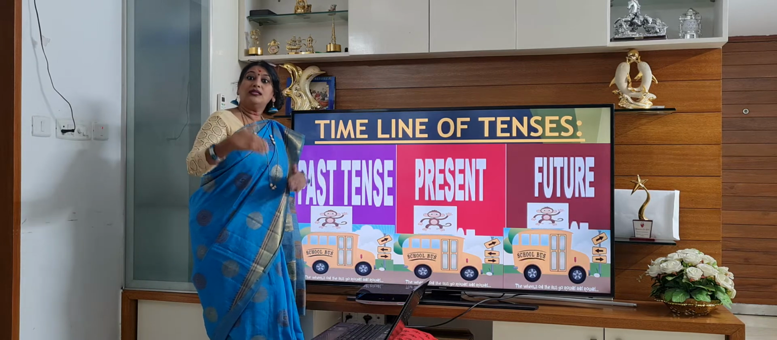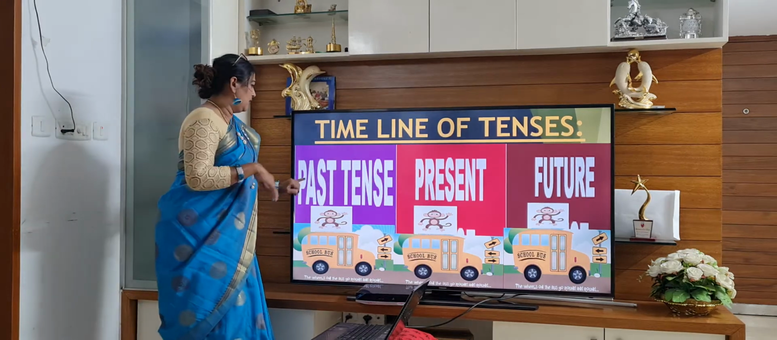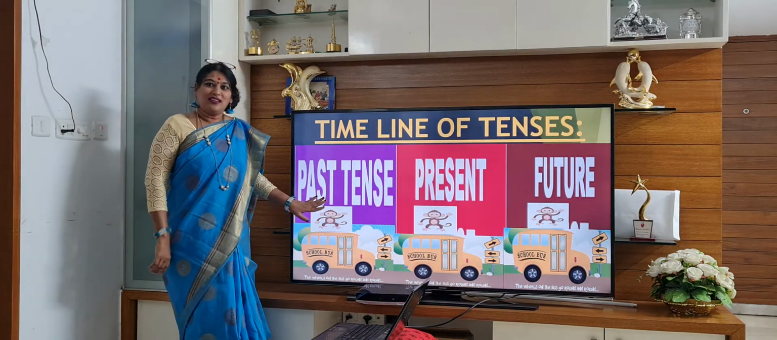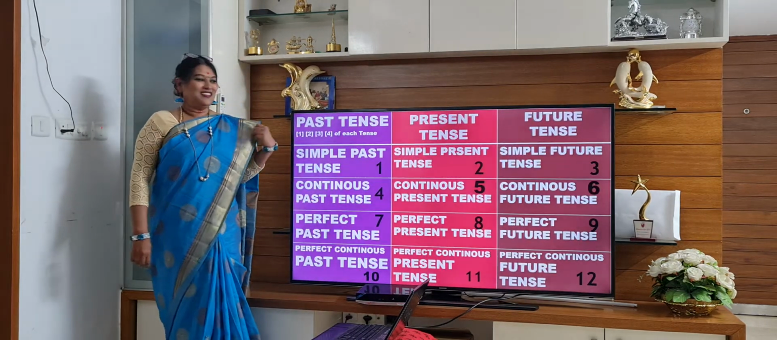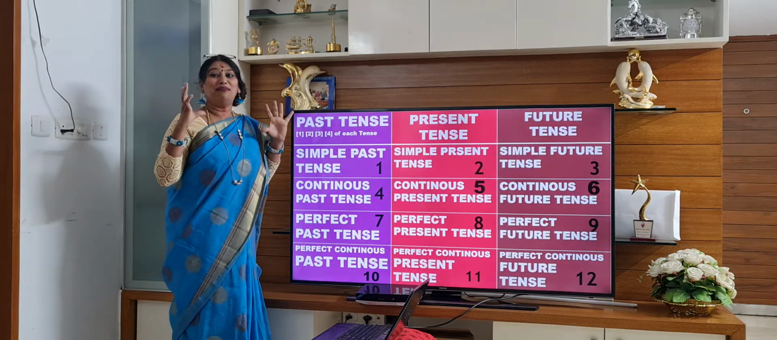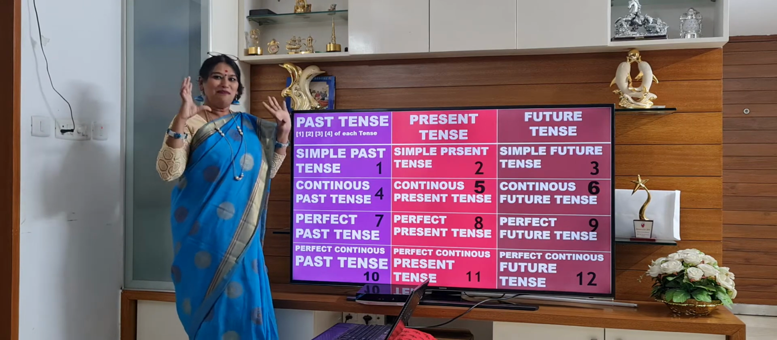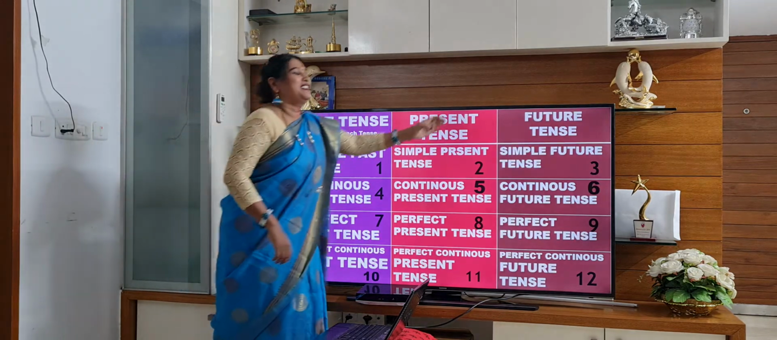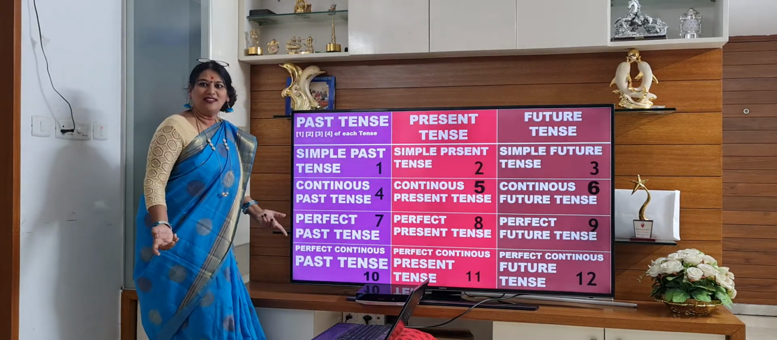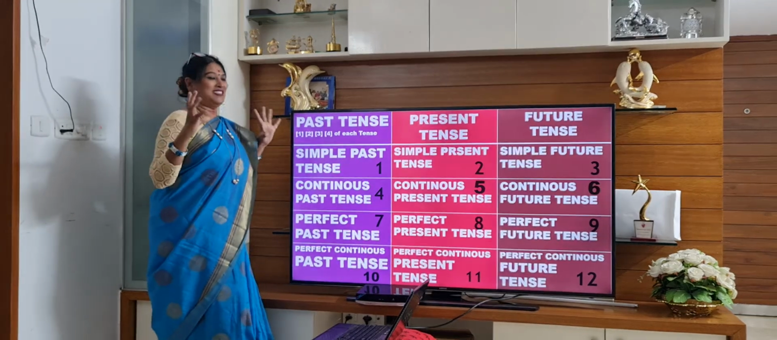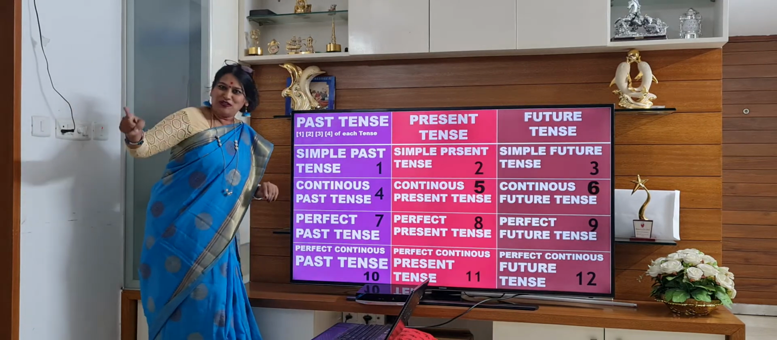Now let's talk about the subtopics. Four subtitles. What is the first one? First one is simple. How do you remember? Simple. Again, same thing: past tense, present tense, future tense. Just add simple to this. That's it, and you're sorted. Simple past tense, simple present tense, and simple future tense. Sorted? 1, 2, 3 finished.